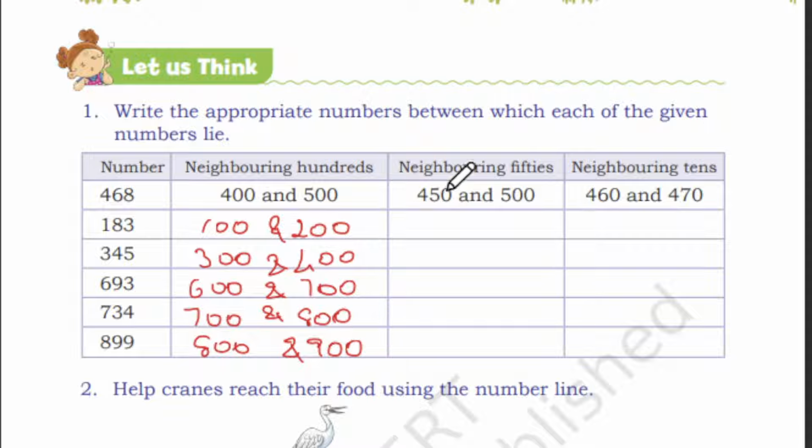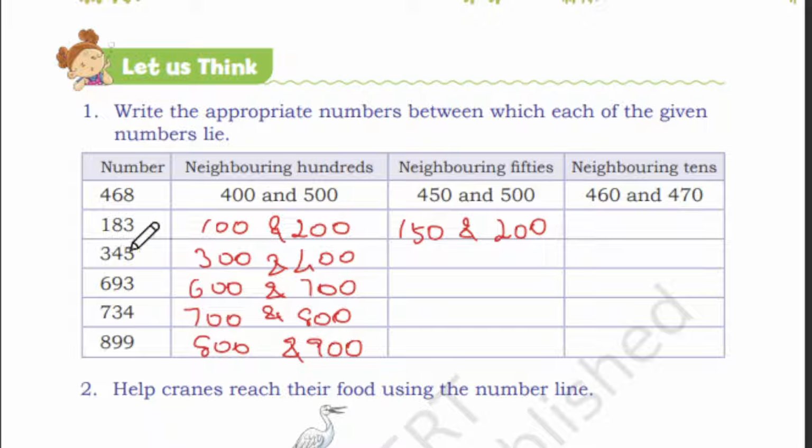Next we will see neighboring 50s. So we have to find out neighboring 50s. We have 183. So what is the neighboring 50? Let me give you a few minutes to think. Can you find the neighboring 50s? Neighboring hundreds we easily found. So what is neighboring 50s here? It is between 150 and 200.